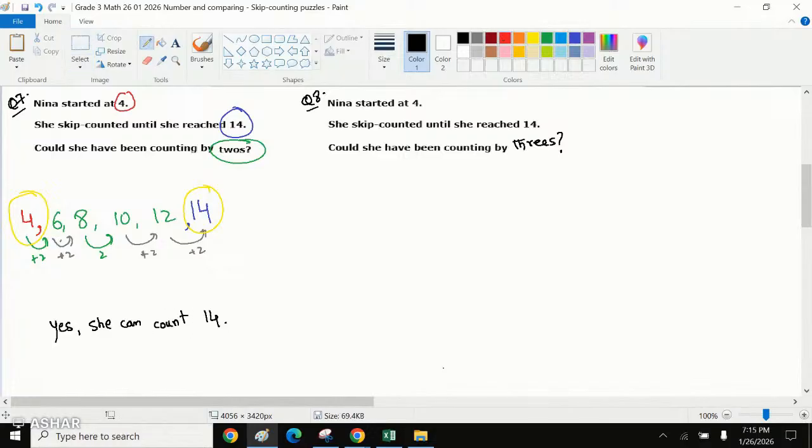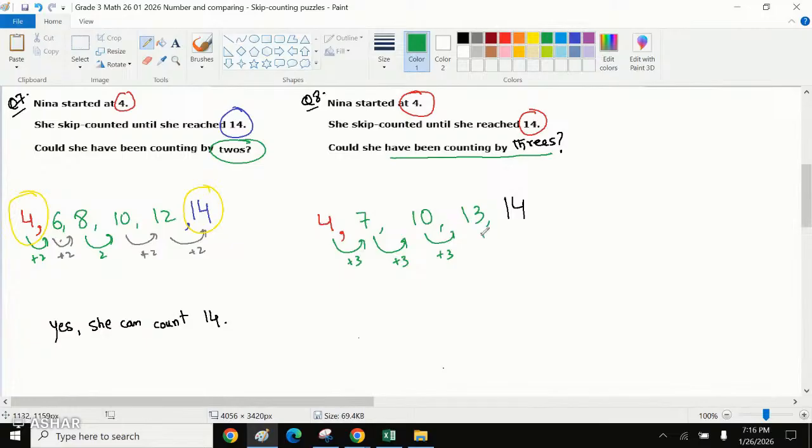Agreed? But in question number 8, she's starting at 4. She needs to go till 14 and she needs to skip count by 3s. So if she begins at 4 and she needs to go till 14, right? 4 plus 3 would be 7. 7 plus 3 is 10. 10 plus 3 would be 13. And 13 plus 3 is 16, right? So that means she cannot say 14 because 14 does not come in skip counting.